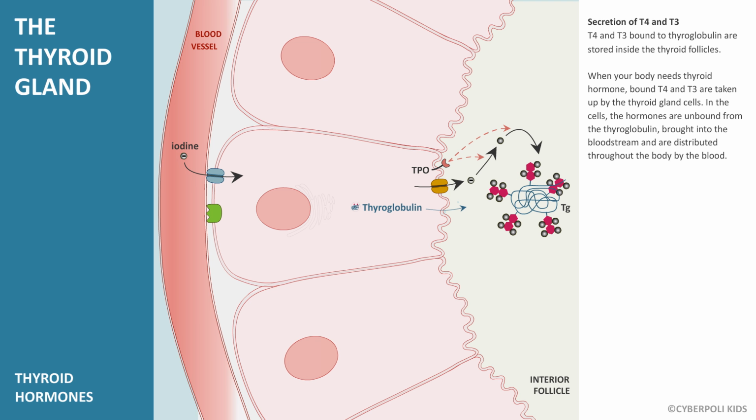T4 and T3 bound to thyroglobulin are stored inside the thyroid follicles. When your body needs thyroid hormone, bound T4 and T3 are taken up by the thyroid gland cells. In the cells, the hormones are unbound from the thyroglobulin, brought into the bloodstream, and are distributed throughout the body by the blood.